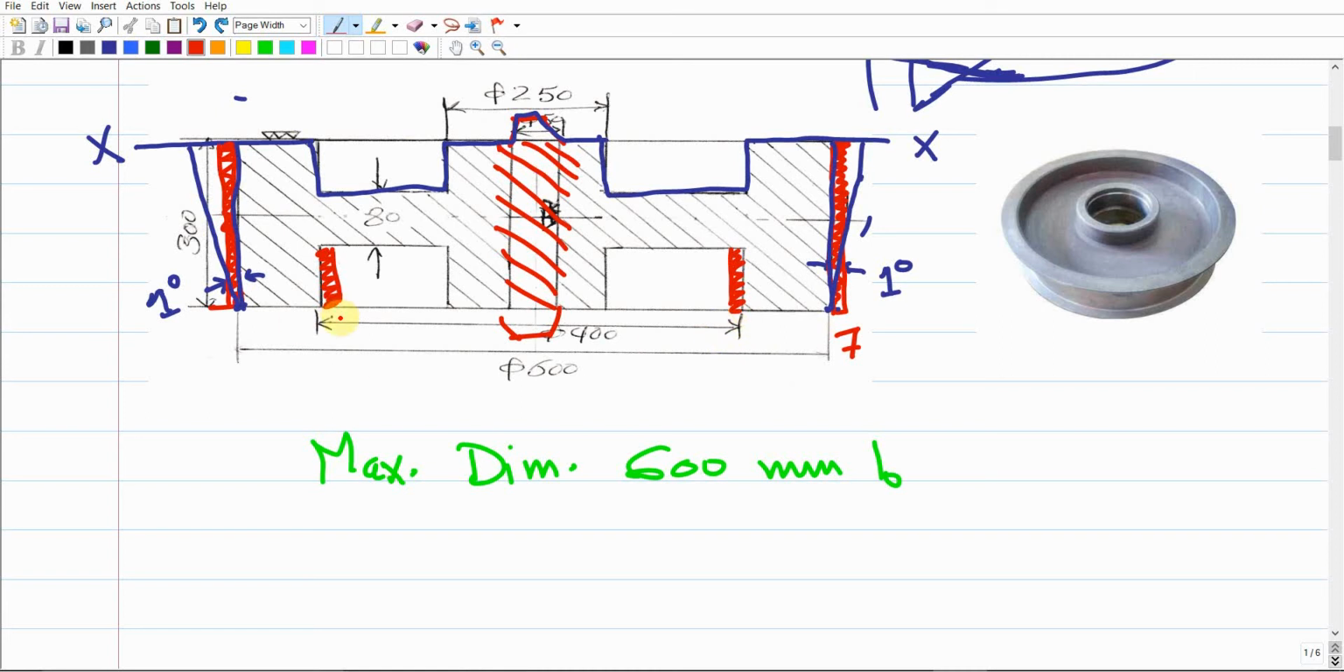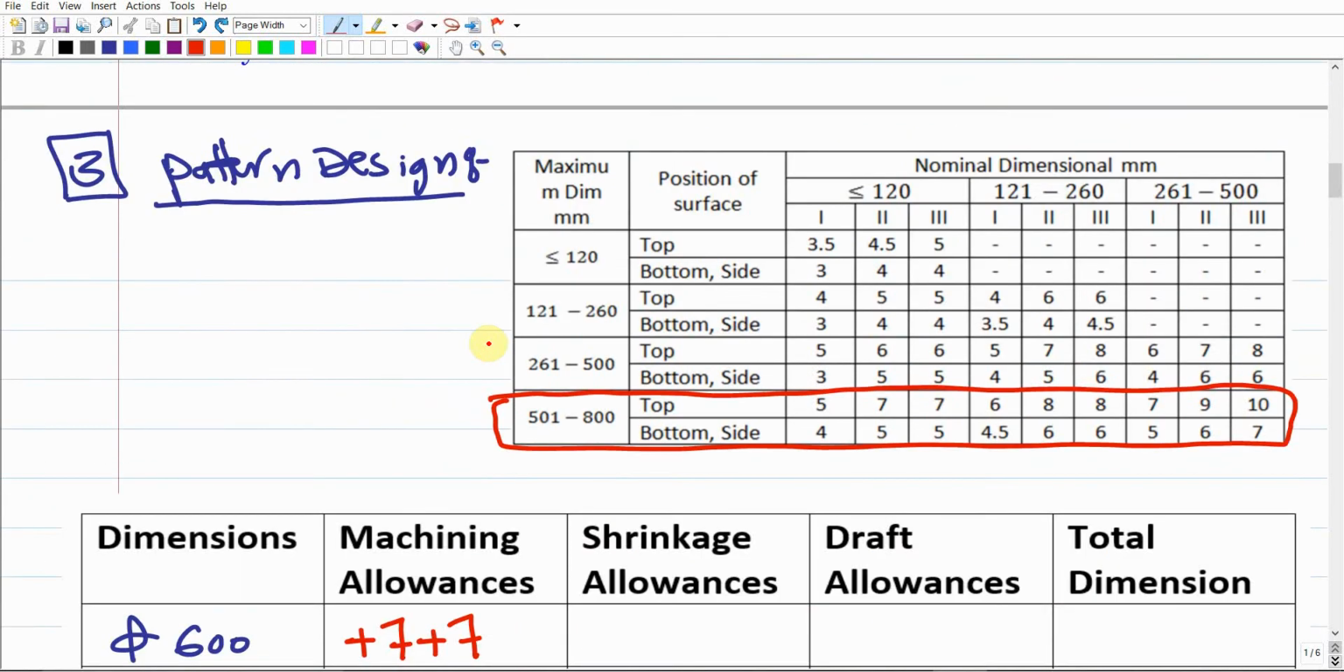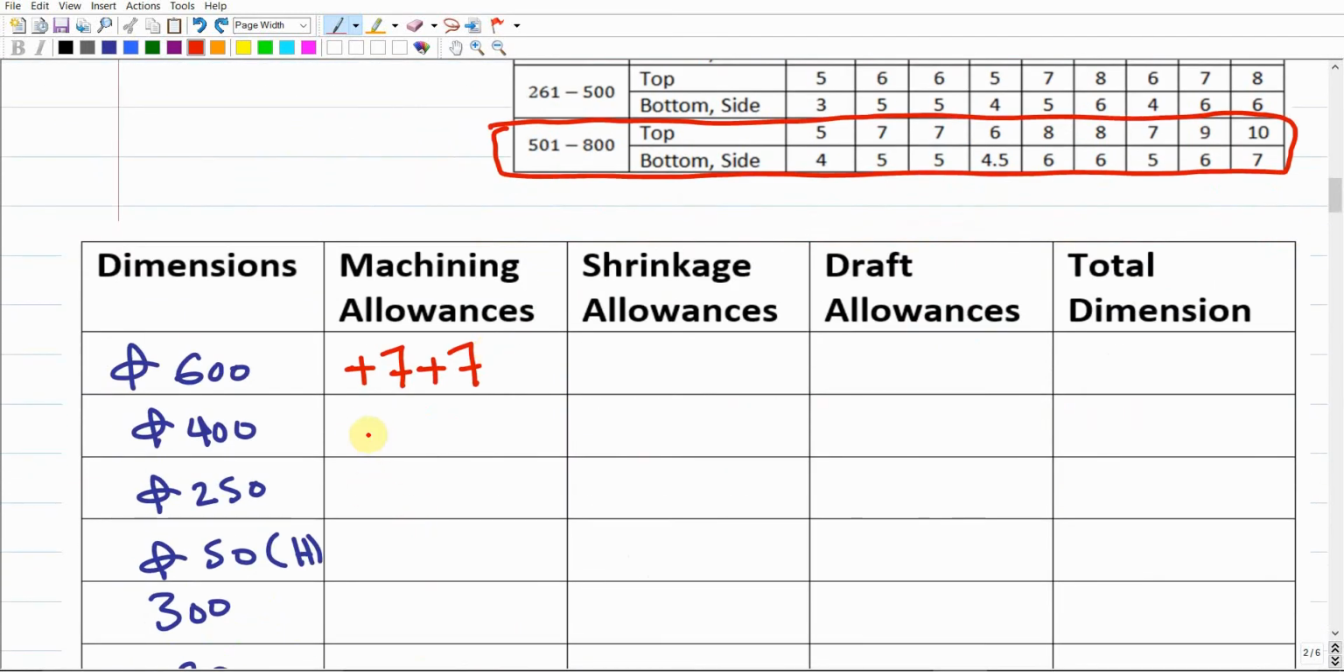The same thing applies to this 7 millimeter. For example, this 7, the actual dimension will be from this surface to this surface. It means that the 400 has been decreased by 7 from the right and another 7 from the left. So it means that these 7 and 7 from both sides should be subtracted from the 400 millimeter. Make sense?